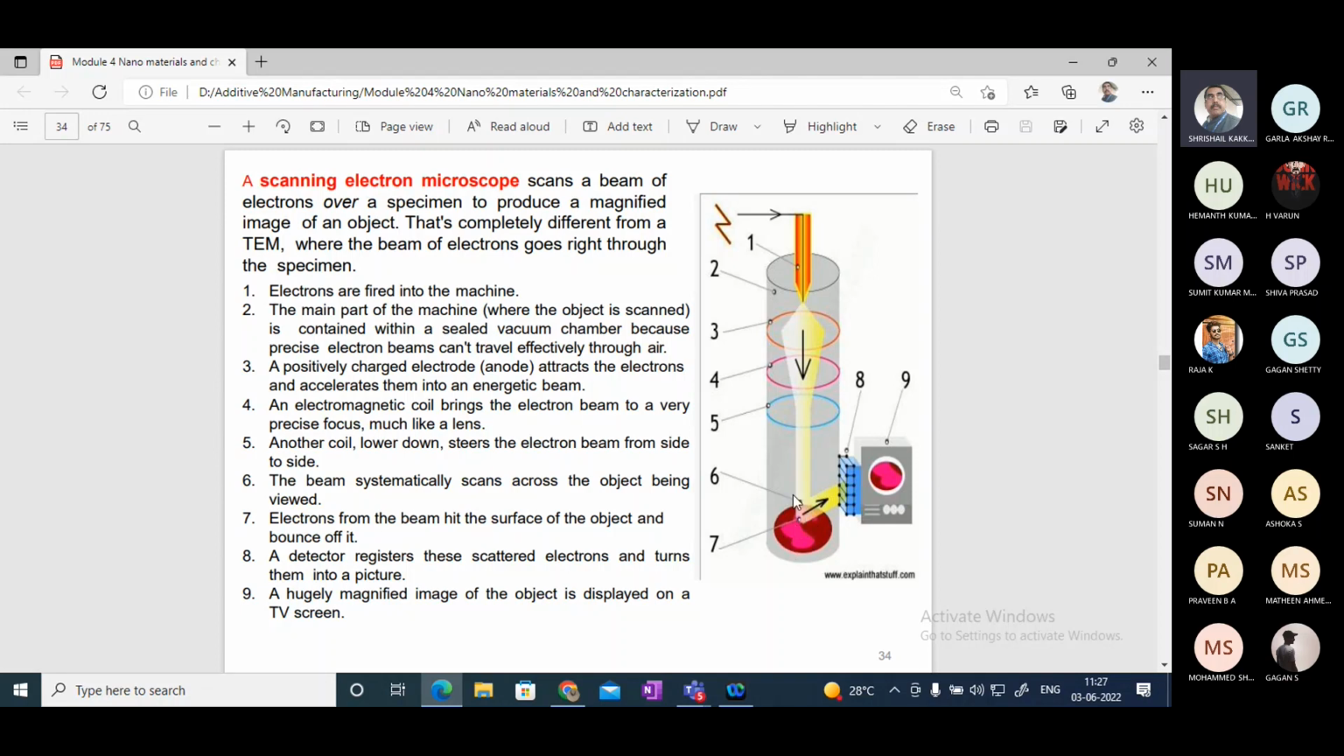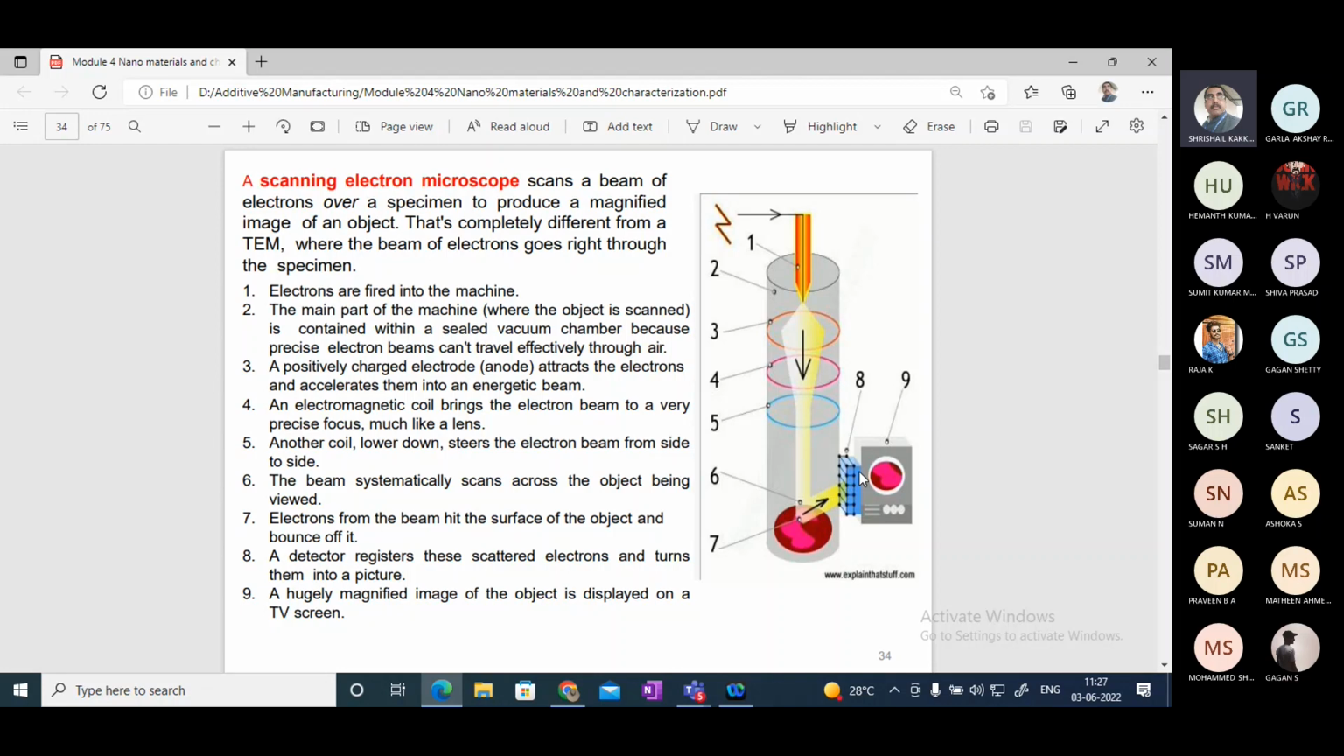And please look here. Once the electron is bombarded onto the surface of this specimen, it will be redirected, and the electrons will be attracted by this detector. The scanned electrons will be registered here, and this will be turned into a picture. Please understand, the electrons will be registered at this particular detector. Those will be turned into the picture, and stored as a picture of magnified level.